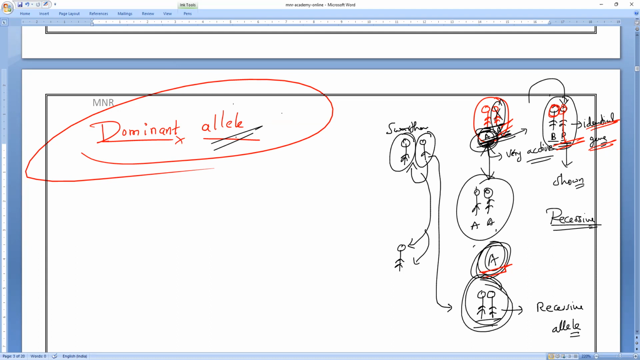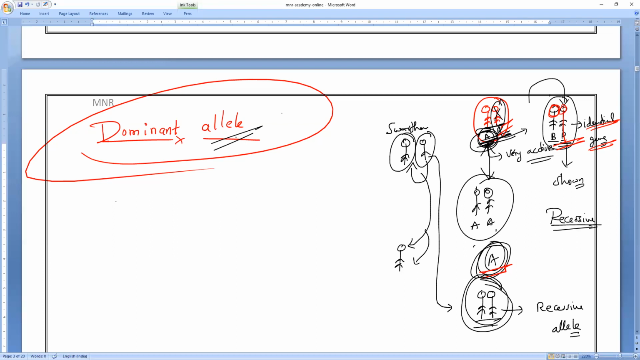In human beings, if you notice, in the majority of human beings we see free earlobe or attached earlobe. Everyone? Free earlobe. That is why free earlobe in human beings is a dominant character. That is why the majority of people have free earlobes compared to attached earlobes. Attached earlobe is the recessive allele, and free earlobe is the dominant allele. That is what you have to remember.